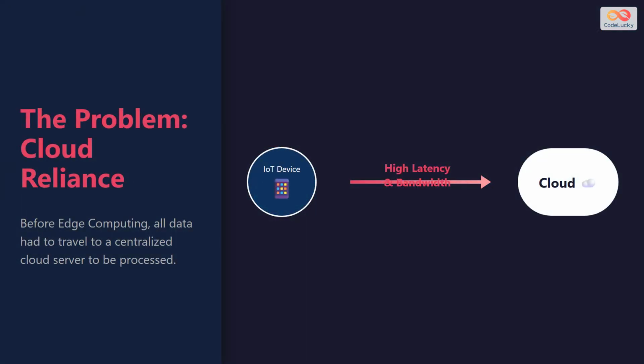To understand edge, we first need to look at the traditional way we handle data. Usually, IoT devices like your smartwatch or home camera send all their data to a massive, centralized cloud server far away. This creates problems. It takes time for data to travel back and forth, which we call latency, and it uses up a huge amount of internet bandwidth.